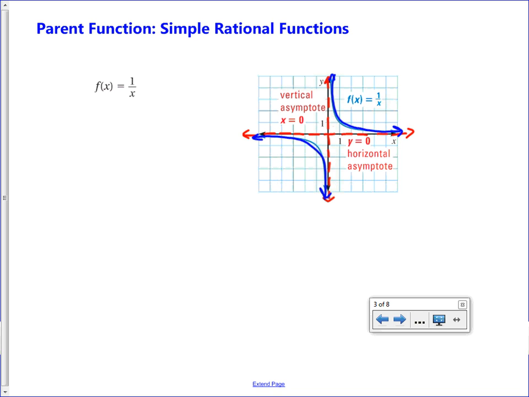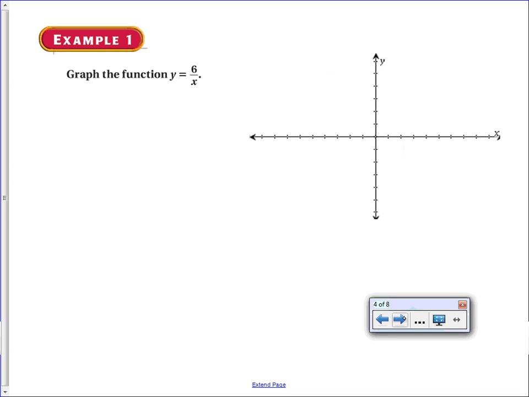Sometimes the function will appear in the upper left-hand corner and the bottom right-hand corner. And the only way we're going to be able to figure out where the branches show up is by making a table. So let's try one. Like I said, the first thing we want to do to graph this function, y equals 6 over x, is to draw our asymptotes first.